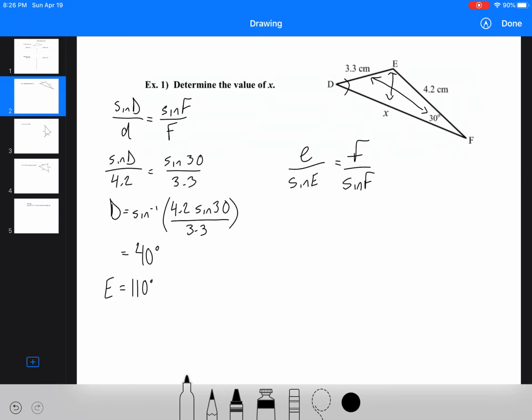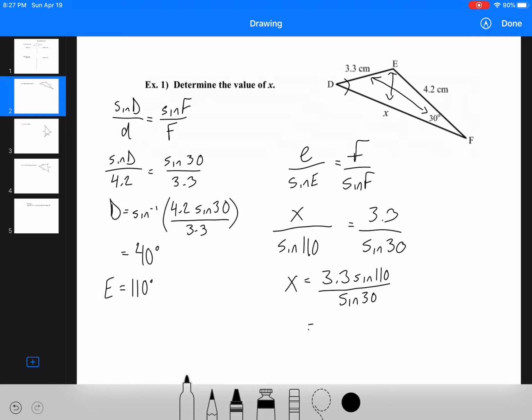And therefore, we can do x, or e, over sine E equals f, always using what we're given originally, over sine F, rather than using d over sine D. So we get x over sine 110 equals 3.3 over sine 30. And x equals 3.3 sine 110 over sine 30.